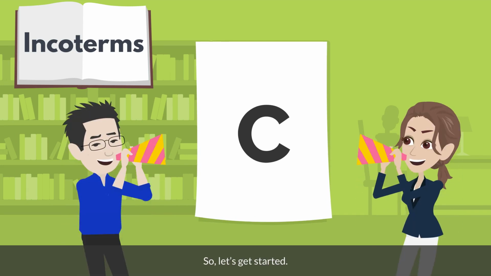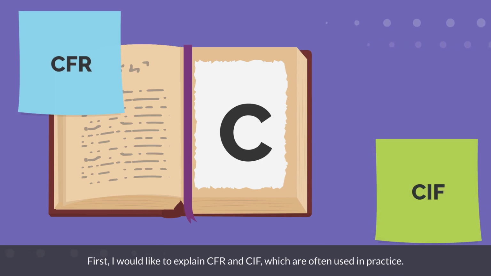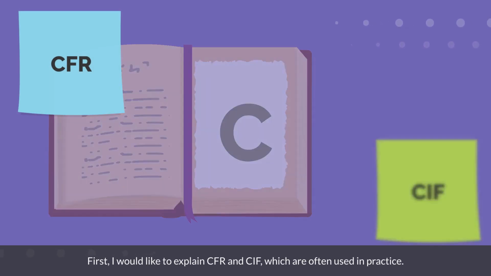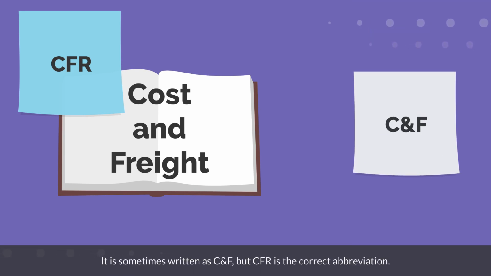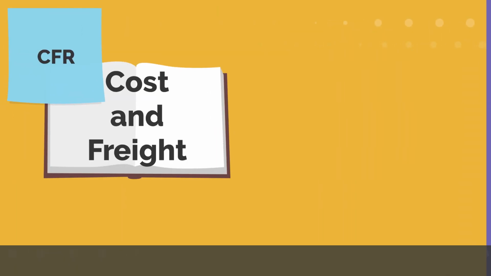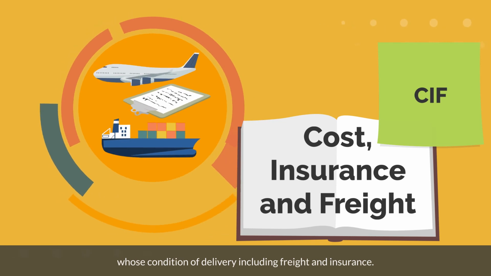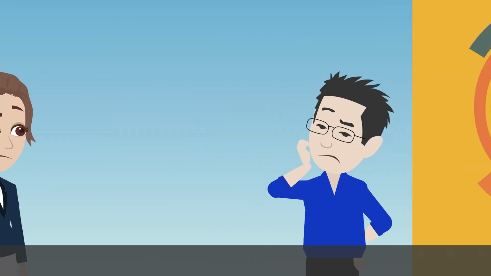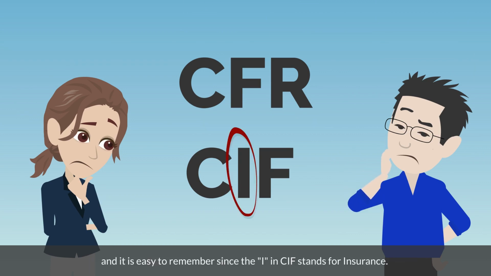So, let's get started. First, I would like to explain CFR and CIF, which are often used in practice. CFR stands for cost and freight. It is sometimes written as C and F, but CFR is the correct abbreviation. CIF stands for cost, insurance and freight, whose condition of delivery includes freight and insurance. The difference between CFR and CIF is whether it includes insurance or not, and it is easy to remember since the I in CIF stands for insurance.